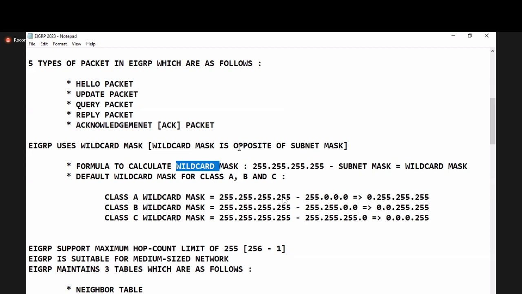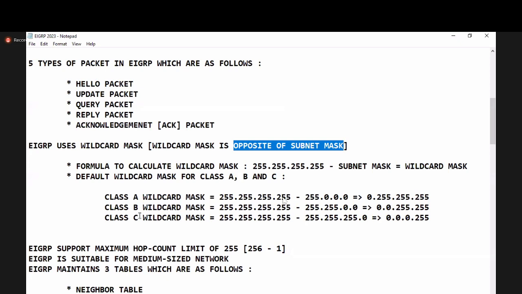Why do we say it is the opposite of subnet mask? Because if you see the class A subnet mask, the first octet is 255, and in the wildcard the first octet is 0. In the subnet mask you see 0, 0, 0, and in the wildcard you see 255, 255, 255. Whichever octet you see 0 in the subnet mask, the same octet you see 255, and whichever octet you see 255 in the subnet mask, you see 0. That is why we call it the opposite of subnet mask.